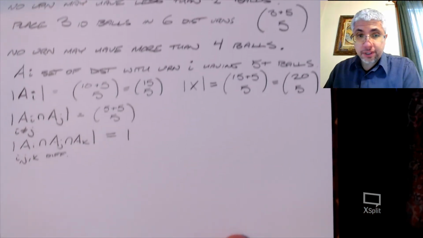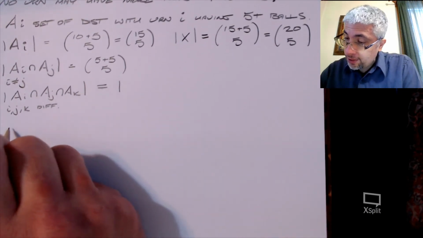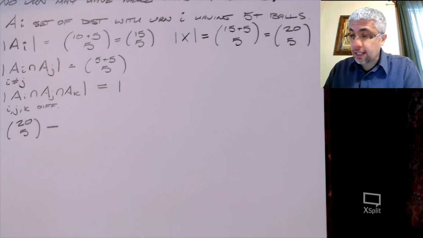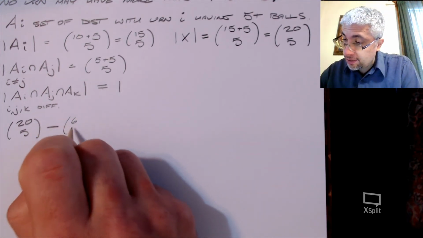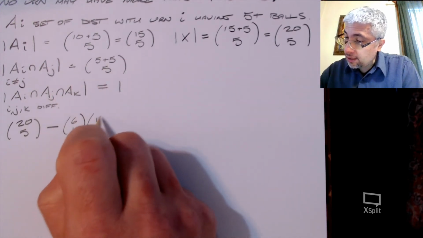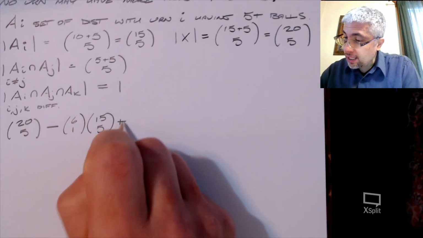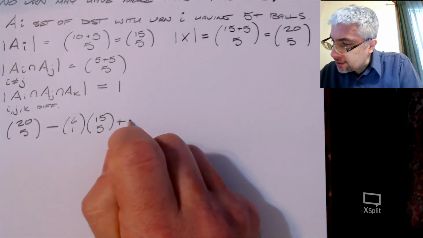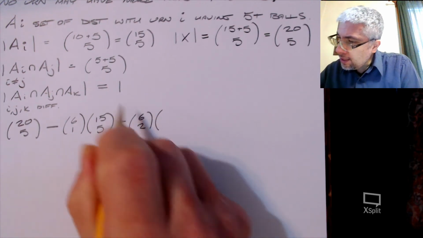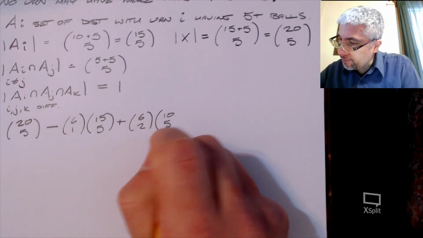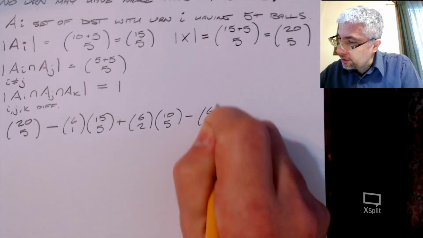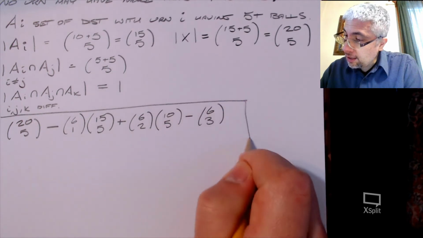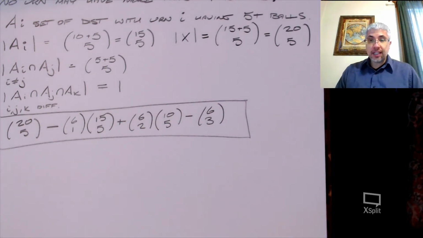Okay, so let's put all this together. What am I going to get? I'm going to get 20, choose 5, and then I'm going to subtract off the number of ways that I can pick one urn. That's going to be 6, choose 1, times 15, choose 5. And now I have to choose all the ways I can pick 2 urns to be bad, to have too many. That's going to be 6, choose 2, and we have 10, choose 5 here, and then minus 6, choose 3, times 1. And that is our answer using inclusion-exclusion.